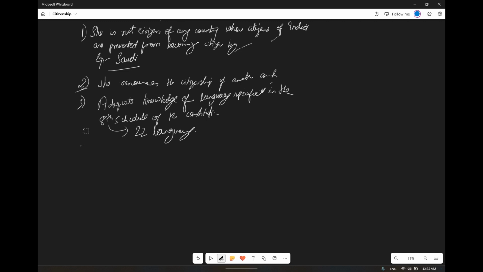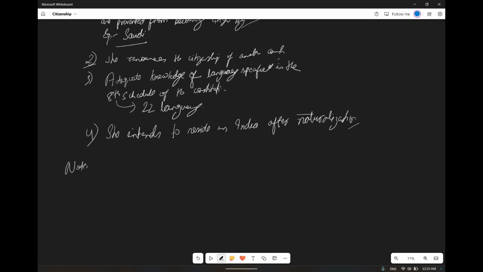Now, fourth point: the person intends to reside in India after naturalization. So that person has to live in India after getting the citizenship. After the process of naturalization, on the basis of which the person is given citizenship, that person must live in India.